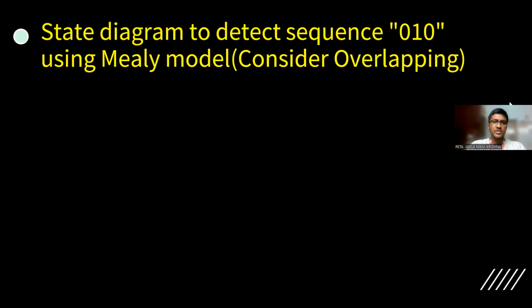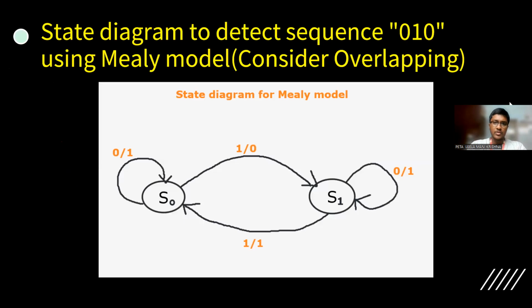So the question is state diagram to detect sequence 0 1 0. Here the given sequence is 0 1 0 using Mealy model, and we have to consider overlapping. So first I'll show the diagram of Mealy model. Initially, I'm considering two states. This is only an example for a Mealy model. So here S0 and S1, these are the two states. And in Mealy model, the output is represented after the slash.